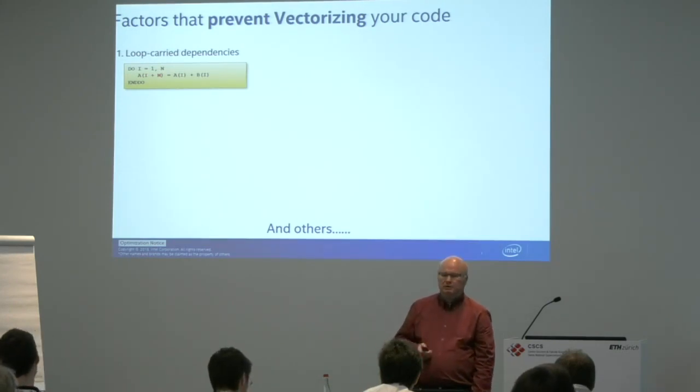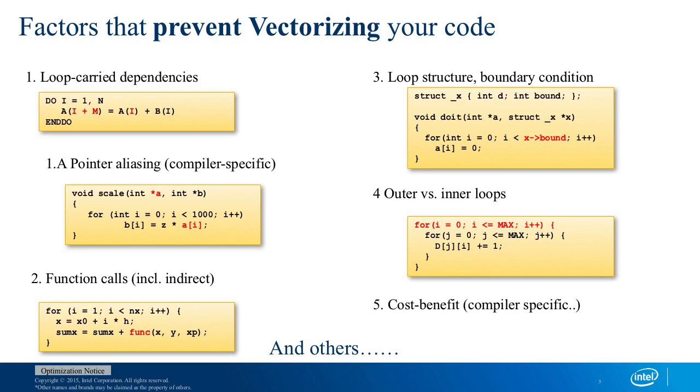So these are probably the known factors that prevent vectorization of your code. We might have loop carried dependencies. So we have A of I plus M and A of I on the left and right side of the equation, which can be a problem when the offset here is smaller than the vector length, because then you can have in one vector elements on the right and the left-hand side. So that is a dependency.